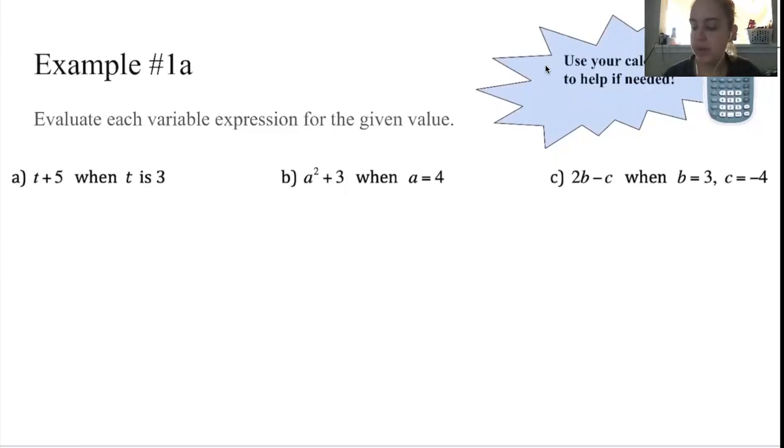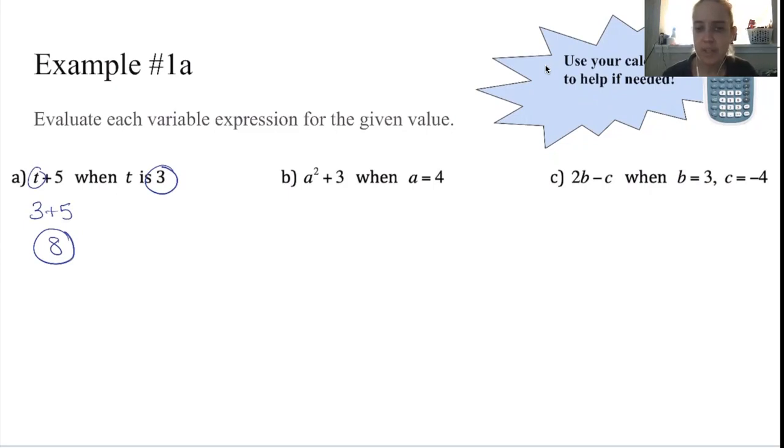So we're going to evaluate some expressions. We are going to look at t plus 5 when t is equal to 3. So we need to substitute that 3 into t. So we have 3 plus 5. 3 plus 5 is 8. That's it. They get a little bit more complicated, but that's basically the idea.